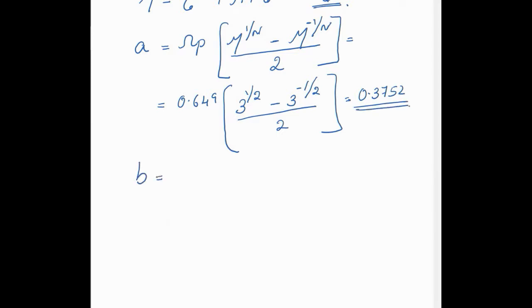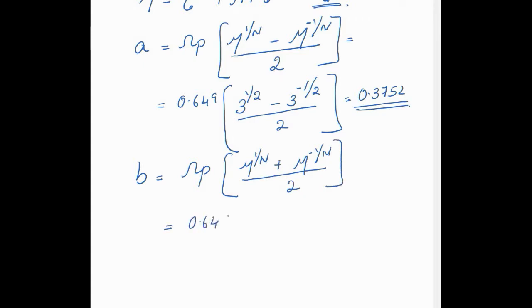Similarly, b is equal to omega p into mu raised to 1 by n plus mu raised to minus 1 by n, by 2. That is equal to 0.649 into 3 raised to 1 by 2 plus 3 raised to minus 1 by 2, by 2, and the value is equal to 0.75.